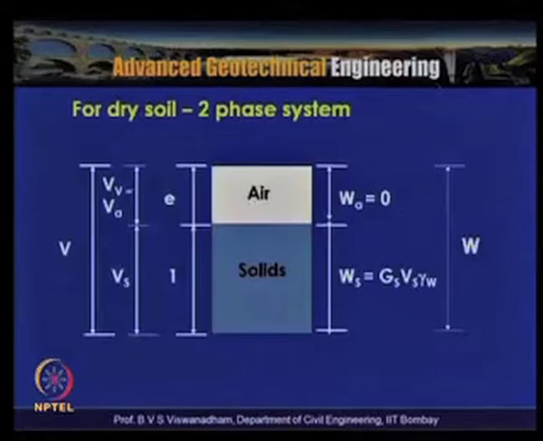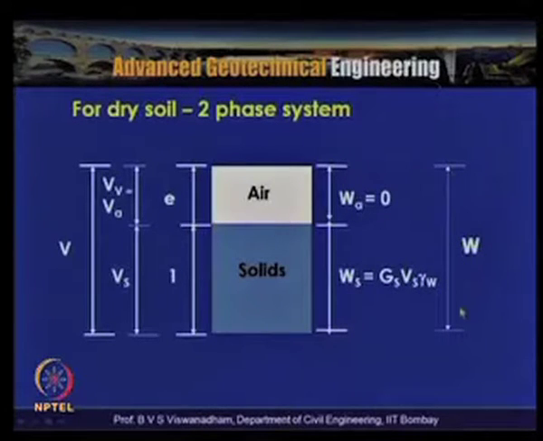So, for a dry soil in a two-phase system, the weight of air is equal to 0. So, this is called a two-phase system. Weight of solids is nothing but, here we have set based on the unit volume approach, the specific volume approach, Vs is equal to 1, and volume of voids is equal to volume of air because the soil is dry. So, Ws is equal to Gs Vs gamma W. Vs being 1, it is nothing but Gs gamma W, and Wa is equal to 0.